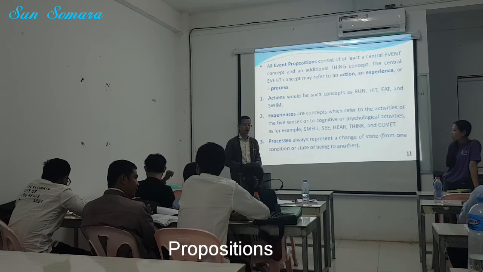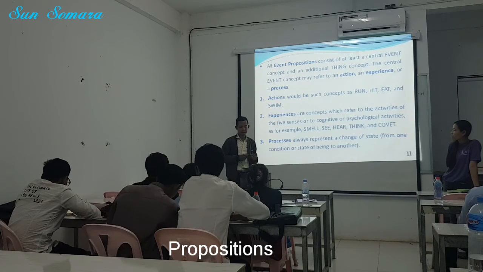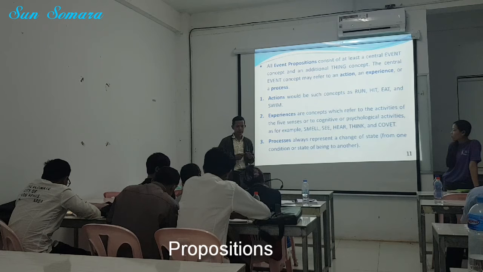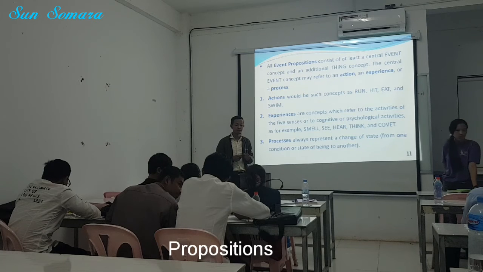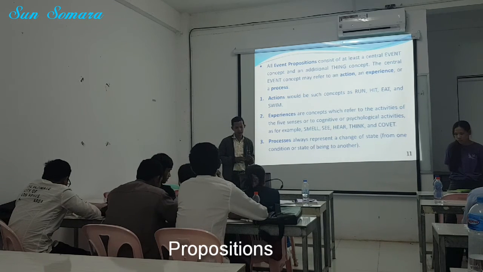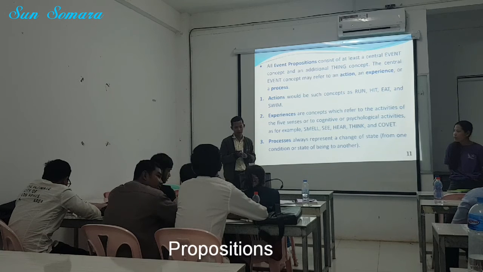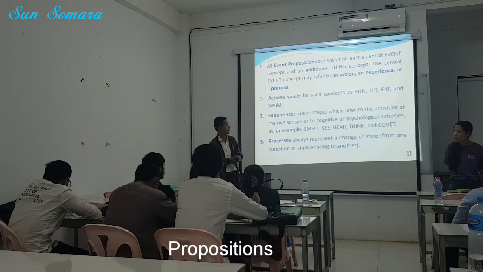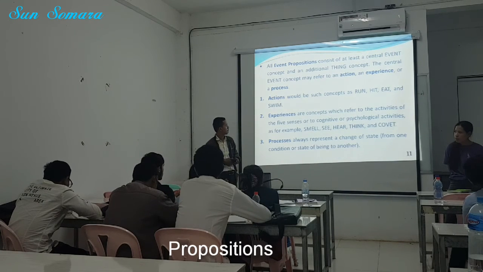Okay, before we move to the example, I just want you to understand what is consisting in the event proposition. There are three, okay? Event proposition consists of at least a central event, okay, central event, and additional concept. The central event concept may refer to action, experience, or process. Okay, what is action? Action would be such concepts as run, hit, and swim.